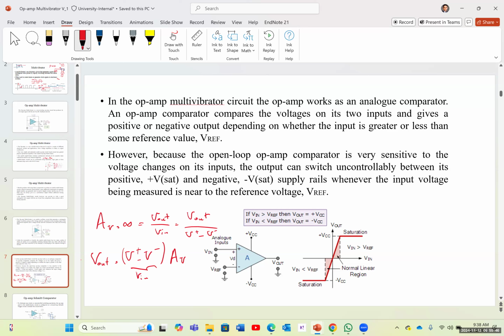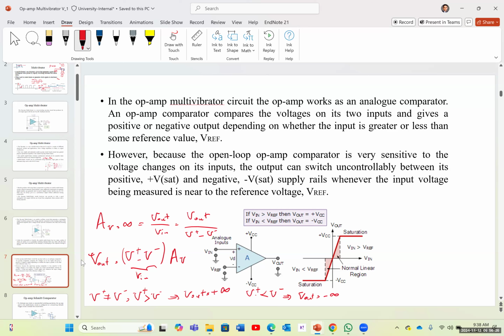So for an ideal op-amp, we know that AV is equal to infinite, very large. Therefore, if V positive isn't equal to V negative, in other words, if V positive is greater than V negative, then V out would be equal to positive infinity. And if V positive is less than V negative, then V out would be negative infinite.